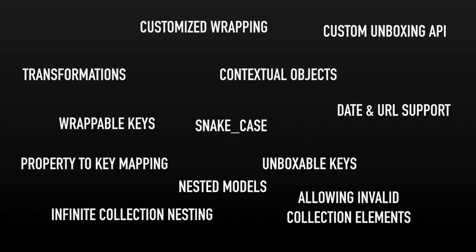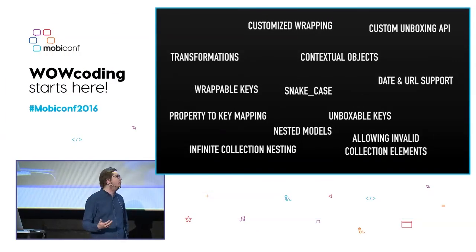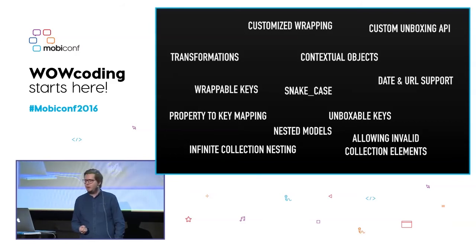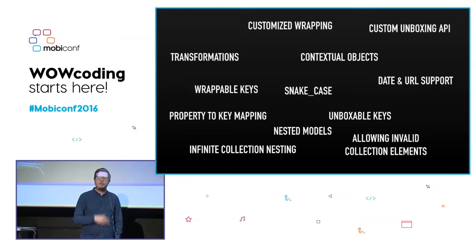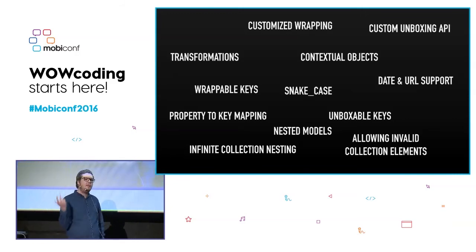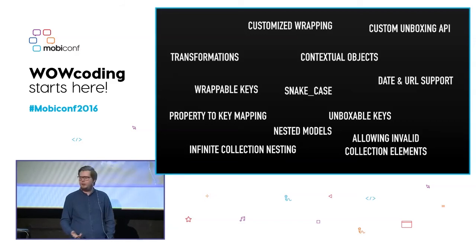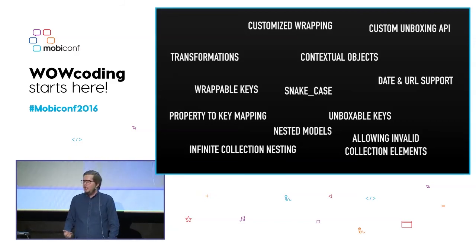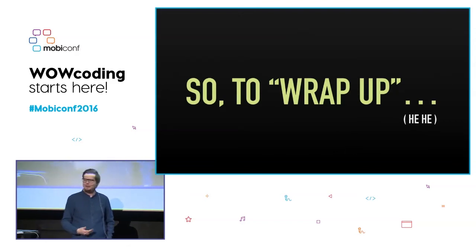So there's a lot of things also in Unbox and Wrap which have been added by the community. We have actually a lot of contributors now in those projects, which is a lot of fun. And there's things like you can use contextual objects and transformations, and you can use key paths and all fun stuff that you would expect from a JSON library. So finally, to wrap up, haha, funny joke, right?